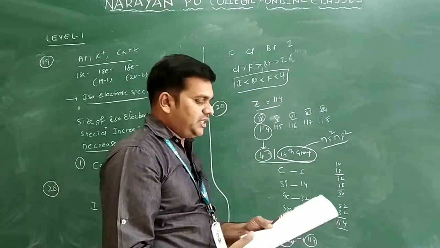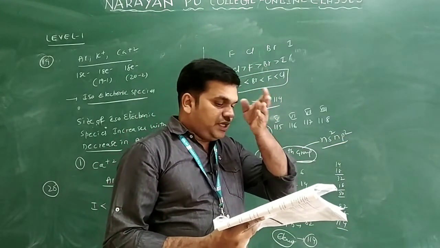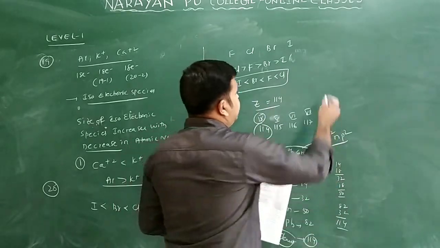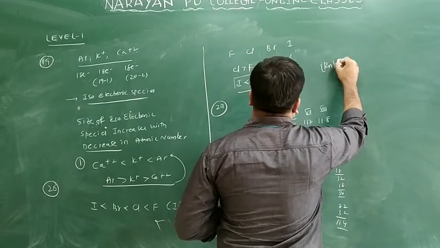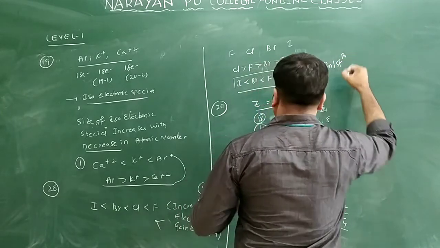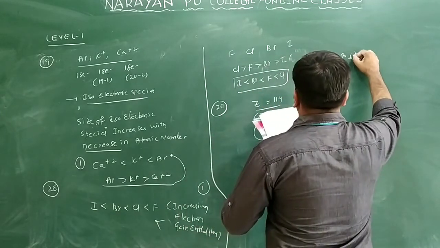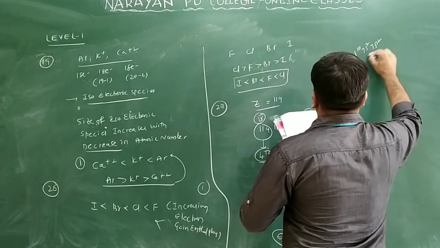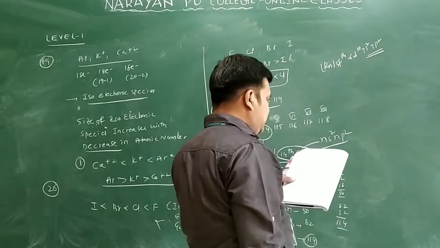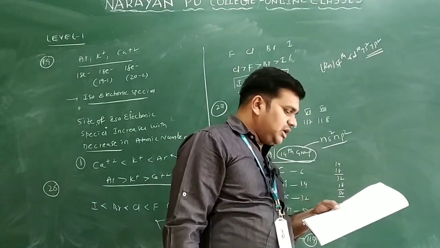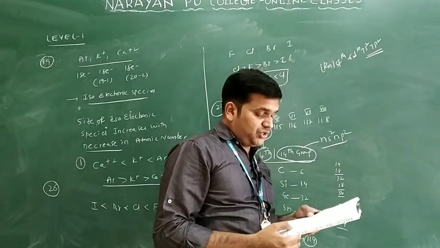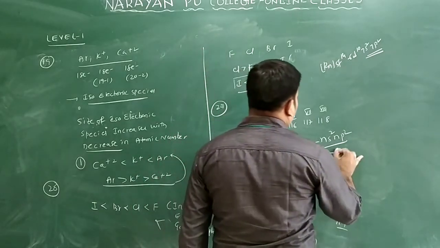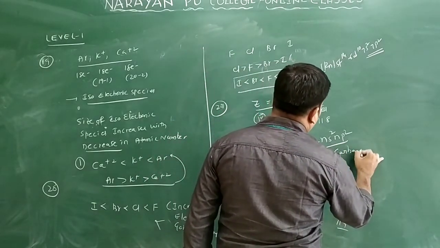You see the first configuration that is given: radon 5f14, 6d10 and 7s2 and 7p2 is given only. But you will see in the third one also 7s2, 7p2 is given, but that comes under the nitrogen family. This family belongs to the carbon family.